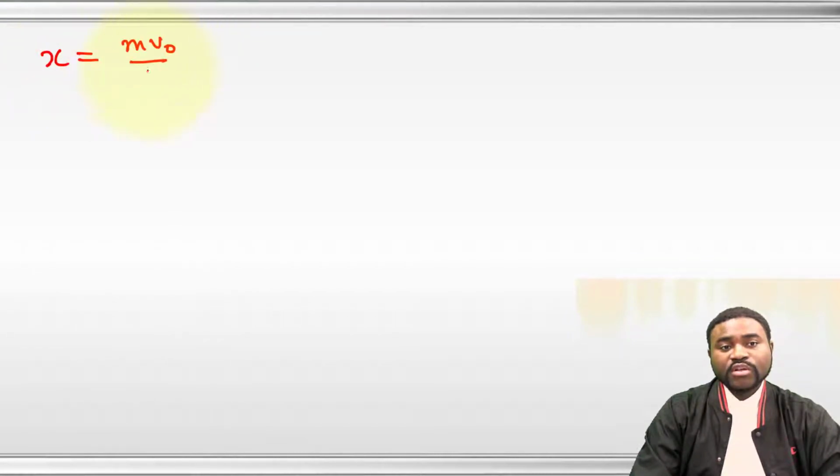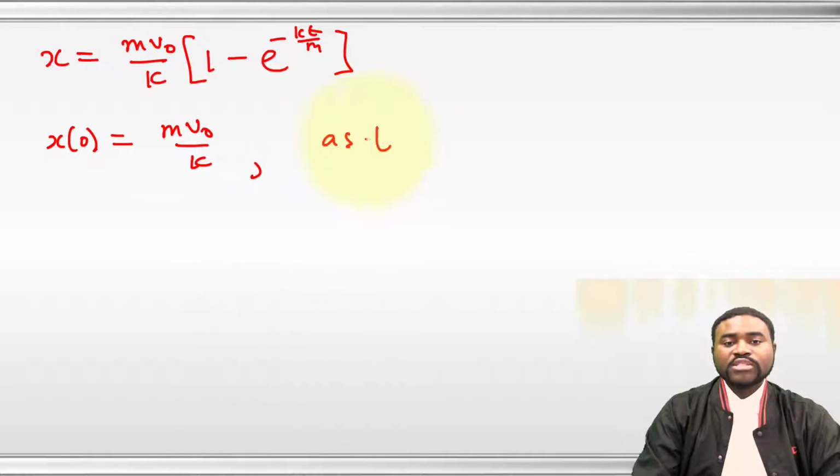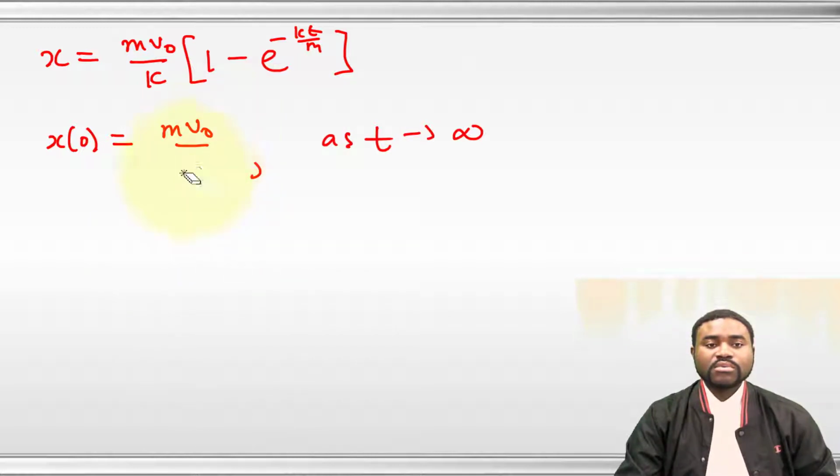Look up, everybody. We have x equal to m v naught over k bracket 1 minus e negative kt over m. What you need to realize is that at t equal to 0, x naught is equal to what? m v naught over k. Now, as t approaches infinity, now, am I missing something? x naught should be 0. Sorry.